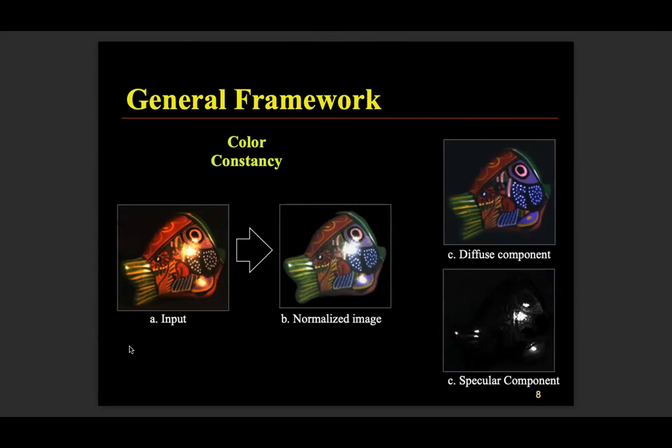So we want to suppress the specular highlights component, or to decompose these two basically. Any questions here for the whole framework?